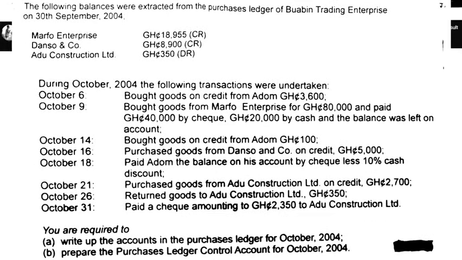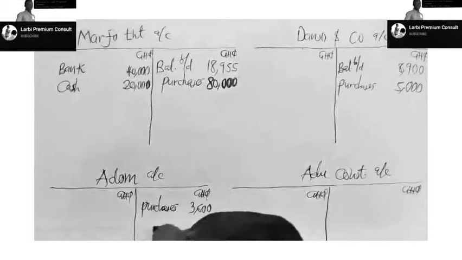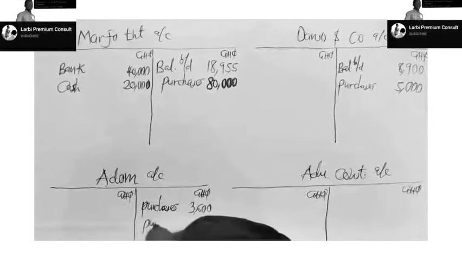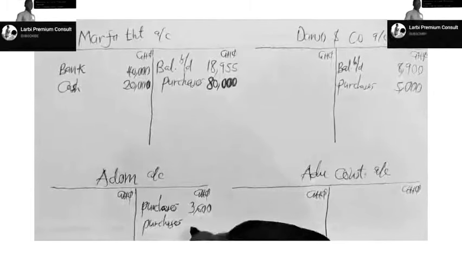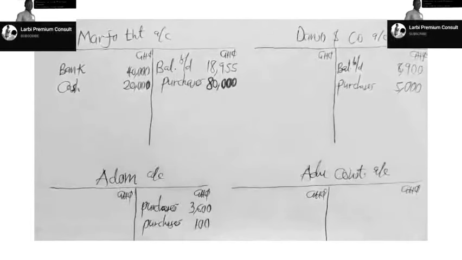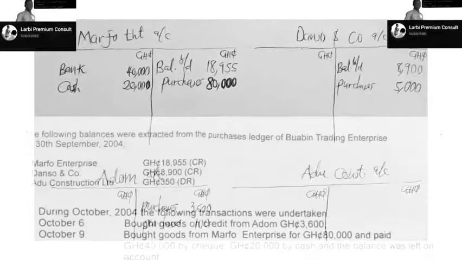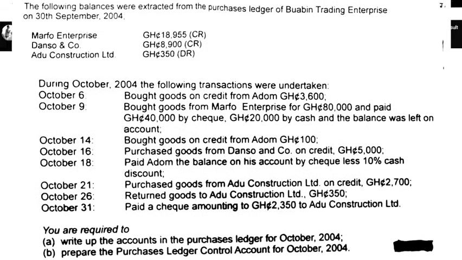Then let's see other information for Adam. Bought goods on credit from Adam. So you also bought other goods on credit from Adam. That was 100. That's 14th October. As you can see, 14th October. So here too, I'm going to record it on credit. So 14th October, the same purchases. So purchases of 100 cedis. Okay, good.